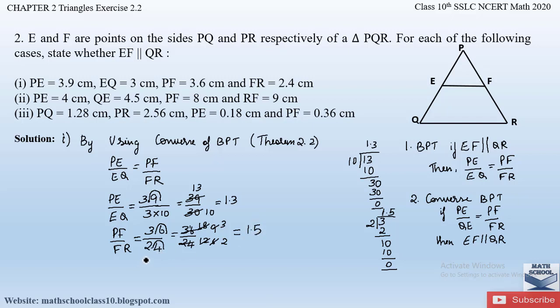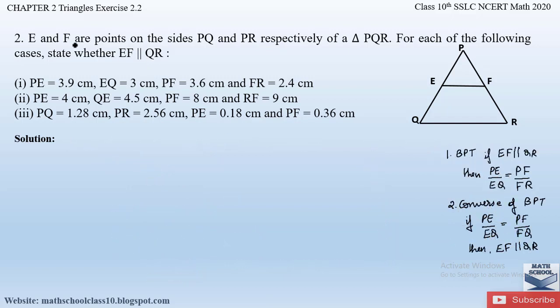Now you can see that the PE by EQ value is 1.3 and PF by FR is 1.5, which are not equal. Therefore write down: PE divided by EQ is not equal to PF divided by FR. So therefore we can say that EF is not parallel to QR. Only if PE by EQ is equal to PF by FR, if this condition is true, only then EF is parallel to QR.